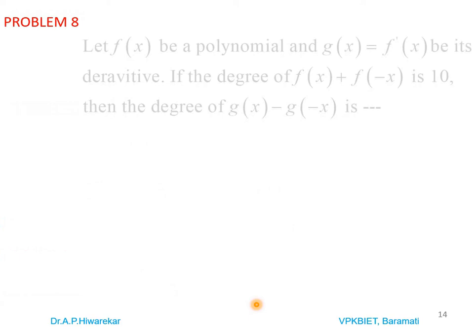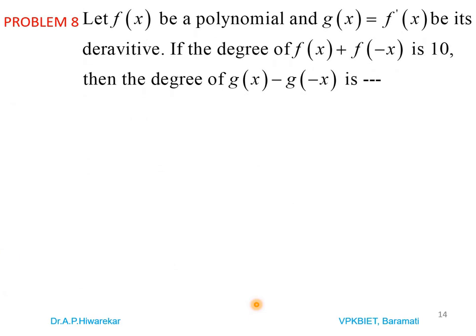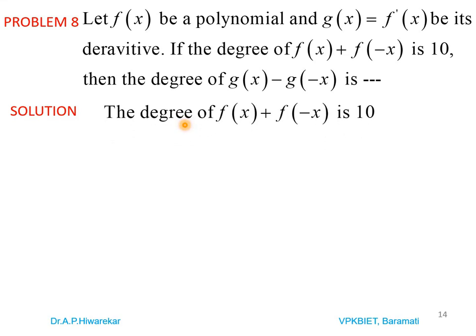It is very simple. Then the last example of this particular lecture: let f(x) be a polynomial function, g(x) is f dash of x, its derivative. If the degree of f(x) plus f(minus x) is 10, then the degree of g(x) minus g(minus x) is? So, we are given that the degree of f(x) plus f(minus x) is 10.